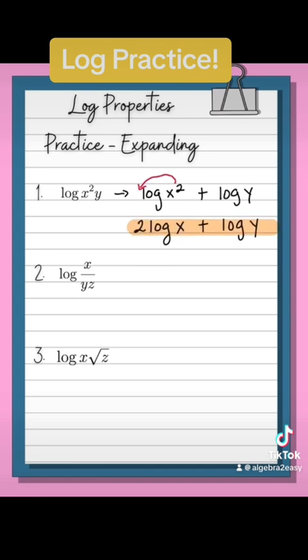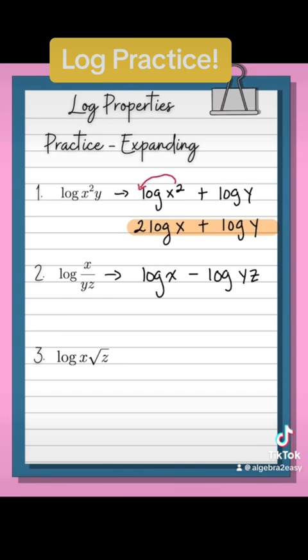Let's take a look at the second one, log x divided by yz. So you have 3 variables, which means I'm going to have 3 logs. But before you can split anything up, you got to get rid of the division. So we're going to rewrite that as log x minus log y times z. So the first thing we did was split up the division into a subtraction problem.